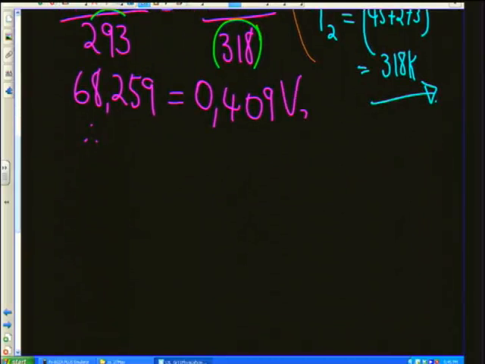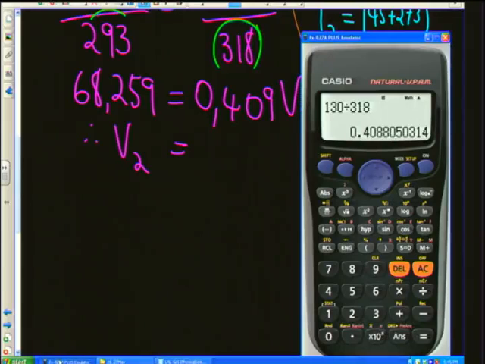Then you work this out. This is V2. Therefore, V2 would be equal to 68,259 divided by 0.409. You would see that I am very consciously keeping 3 decimal places because I'm not yet down to the answer. So 166,89.